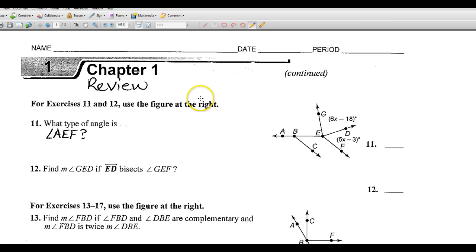Number 11, what type of angle is angle AEF? AEF. Okay, so clearly we're past the 90 mark, which means we are in the obtuse range.